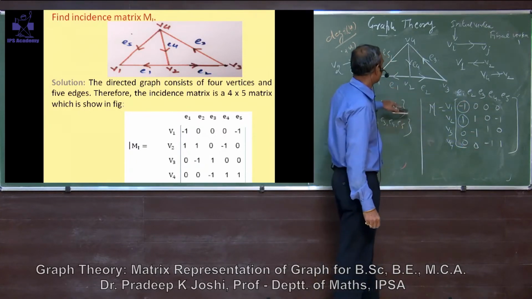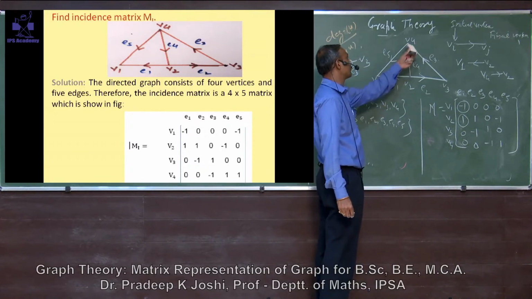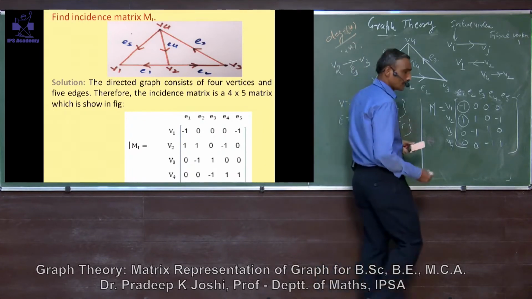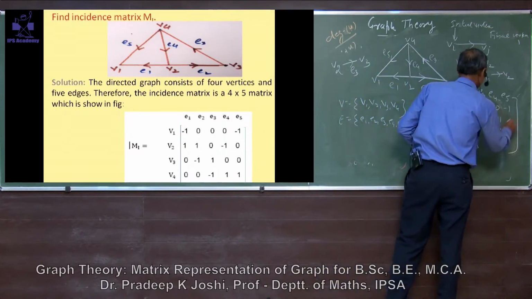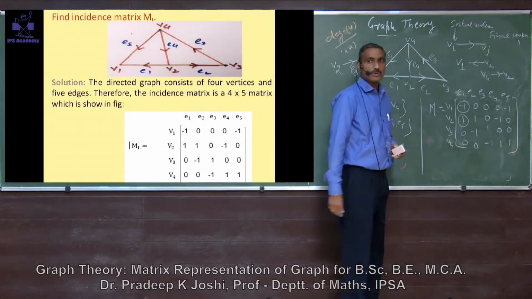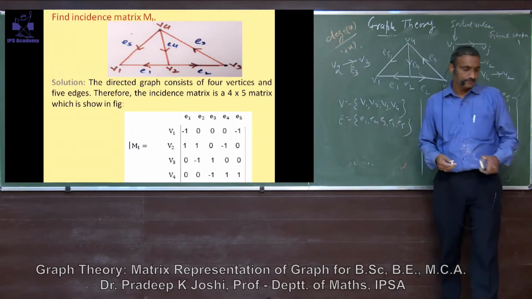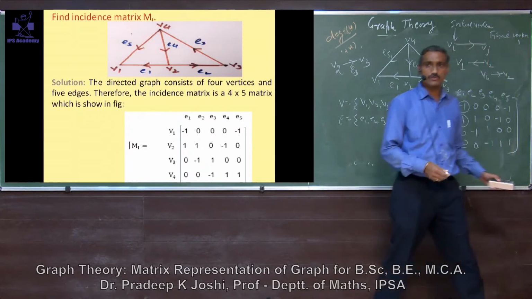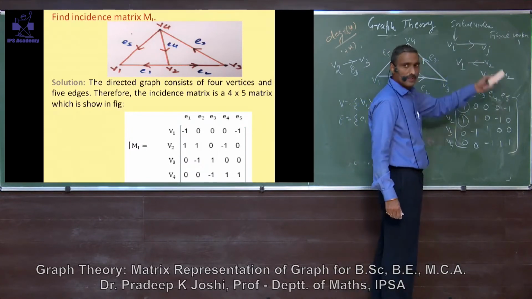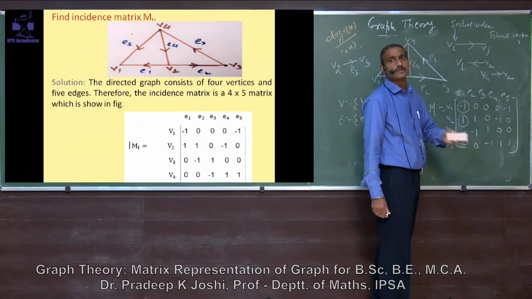Now E5. E5 is incident on V2 to V4. That means V2 is the initial vertex and V1 is the final vertex. So for the final vertex we put -1 here for V1, then 0, 0, and for V4 we put 1. So this is a simple incidence matrix for a directed graph. Just to find the direction, which one is the final vertex: if it is the final vertex, put -1, and if it is the initial vertex for any vertex, then put 1.